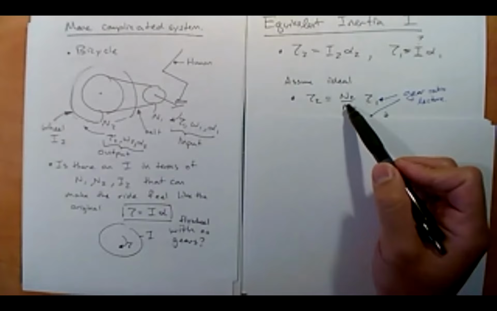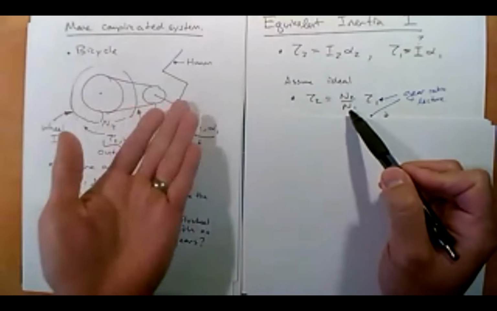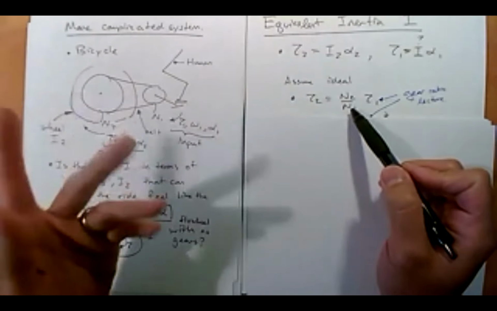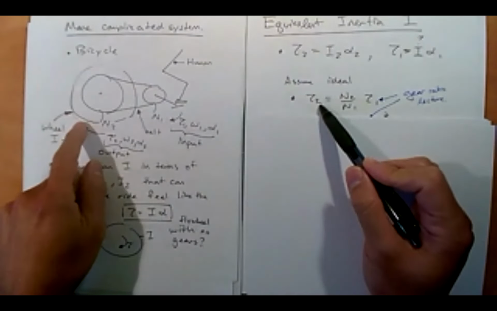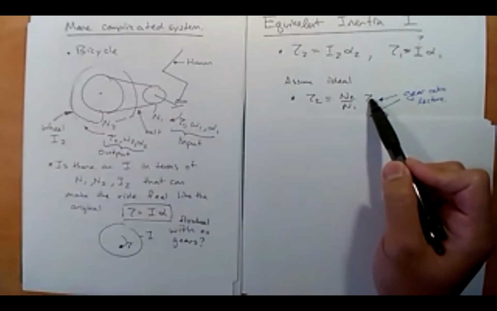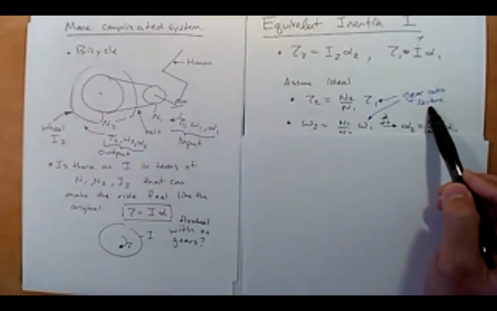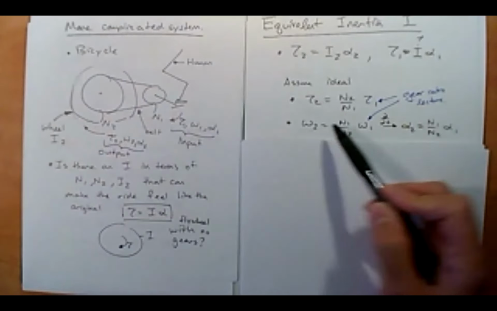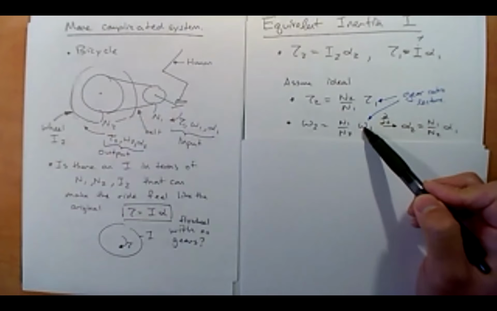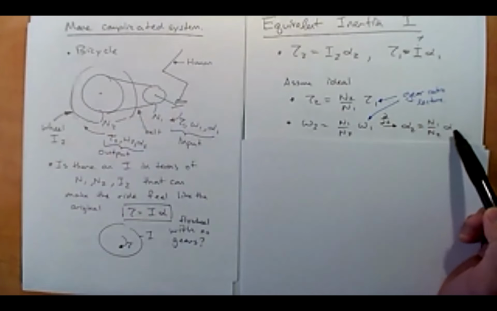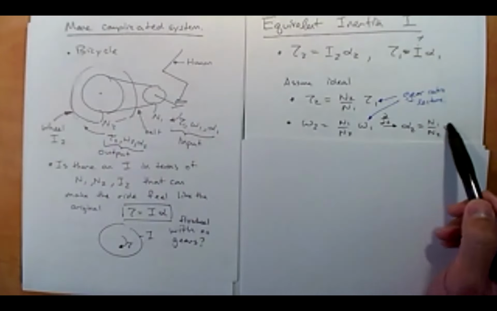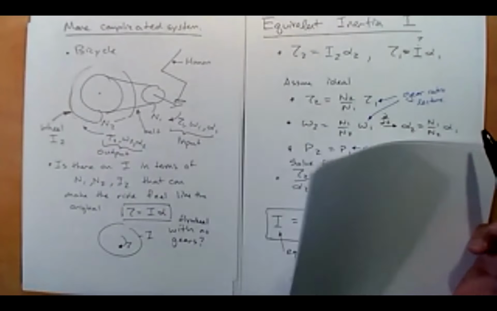So let's assume we have an ideal gear, like an ideal transformer, right? Gear ratio. So we know torque 2 equals N2 over N1 times torque 1. And recall your gear ratio lecture: omega 2 is the opposite, N1 over N2 times omega 1. Take a derivative of this and you get alpha 2 equals N1 over N2 times alpha 1. Okay, good. These are all just mechanical gear ratio properties that we should know and love.